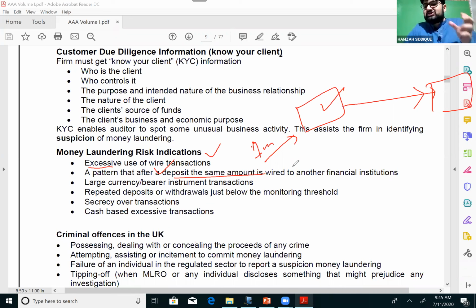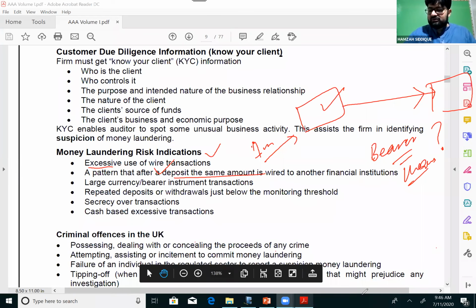The company issues bearer cheques. Bearer, open cheque, cash. When you issue a bearer cheque, every one of you must have the knowledge of it. Do you know it? What is a bearer cheque? Tell me, please. Okay. One is a cross cheque.